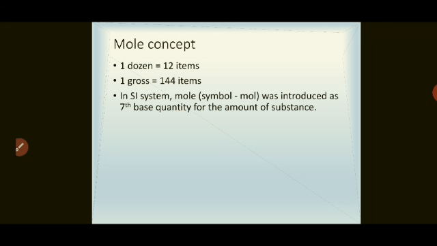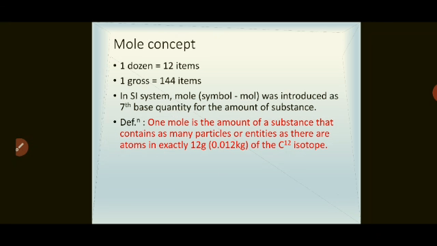Okay, and what is that value? That we will see in the next slide. So in the SI system, mole, symbol mol, was introduced as the 7th base quantity for the amount of substance. Any type of substance can be measured in mole. This credit has gone to the scientist Avogadro, and therefore this number is called the Avogadro number.